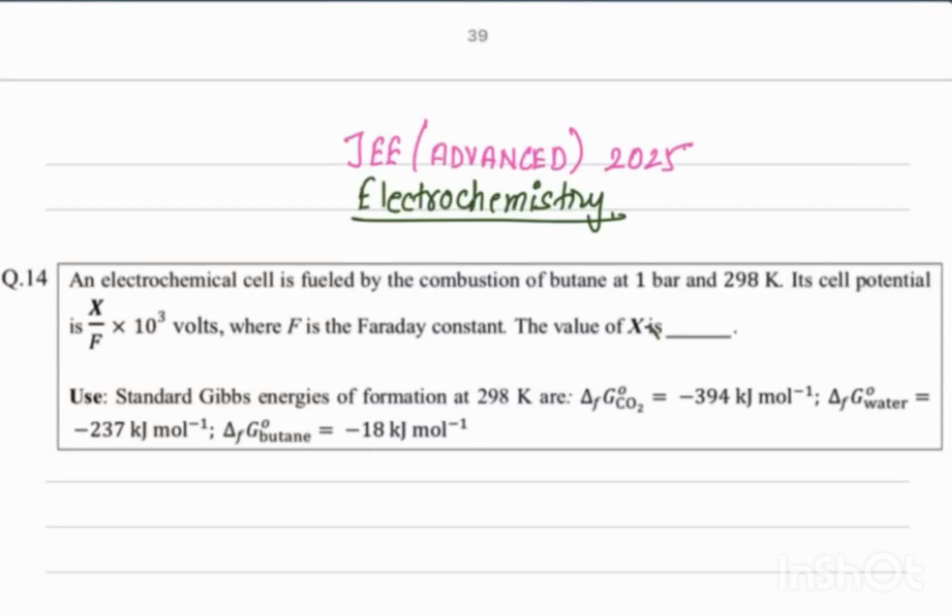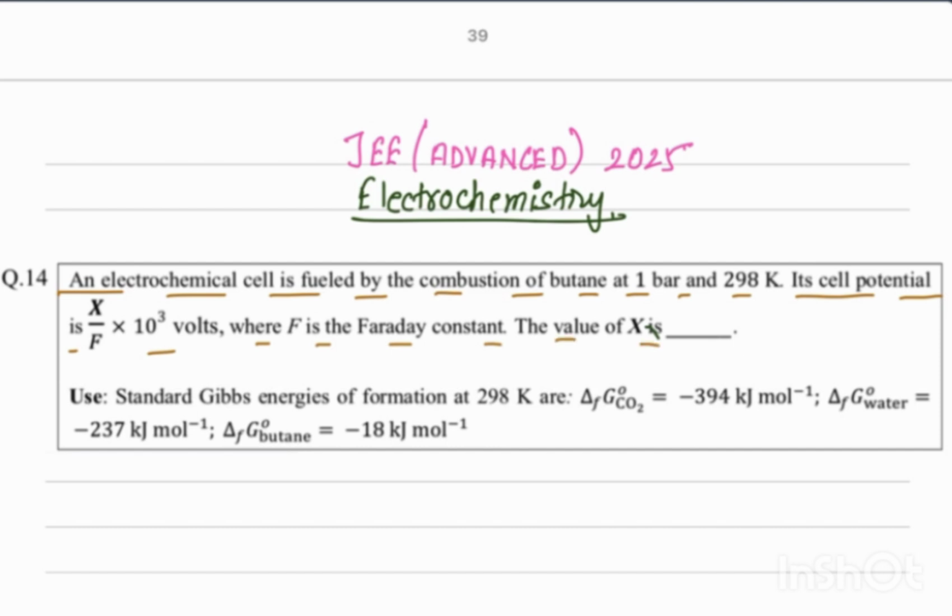So hello everyone, today we are going to discuss a question from JEE Advanced 2025 paper 2, which is from the electrochemistry chapter. In this question, what has been asked is, an electrochemical cell is fueled by the combustion of butane at 1 bar pressure and 298 Kelvin temperature. Its cell potential is this, where F is the Faraday constant and the value of X is.